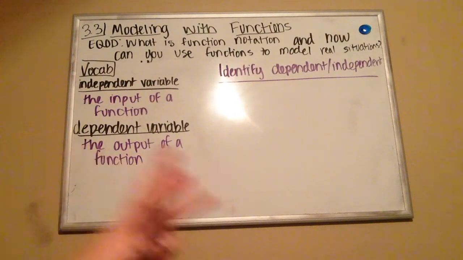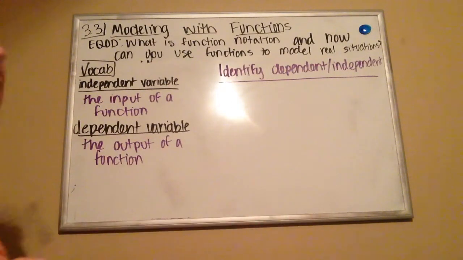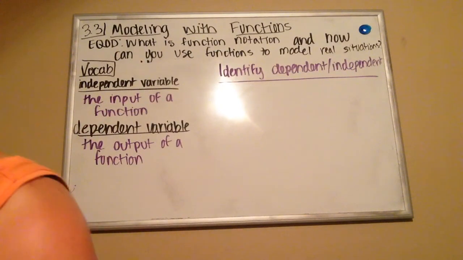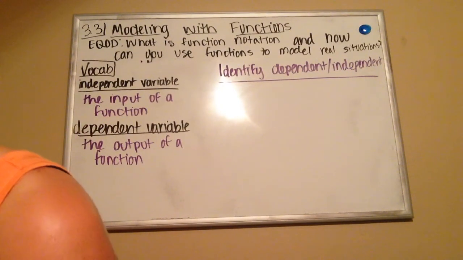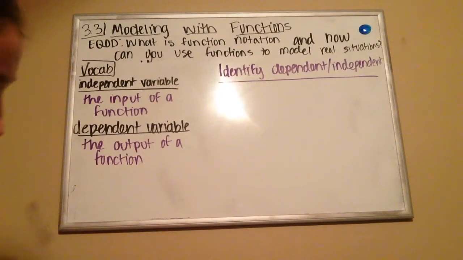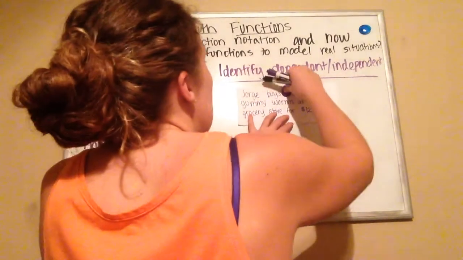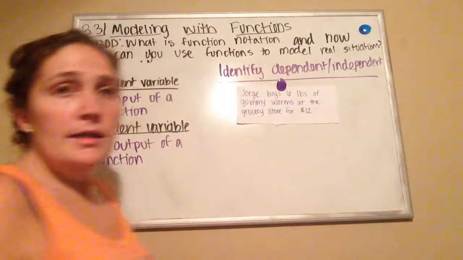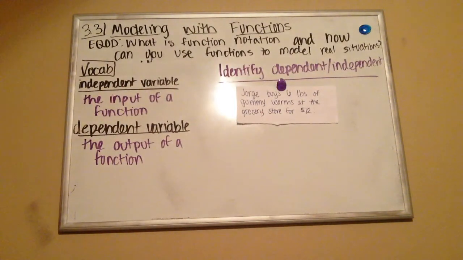Independent variables are the input, what you're putting in. Dependent variables are the output, what you're pulling out. So the first thing we're going to do is we're just going to go through and identify those. What are the inputs? What are we putting in? And what are the outputs? So if we look at our first example, it says Jorge buys 6 pounds of gummy worms at the grocery store for $12.